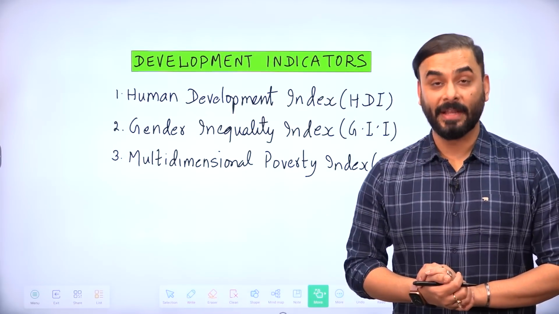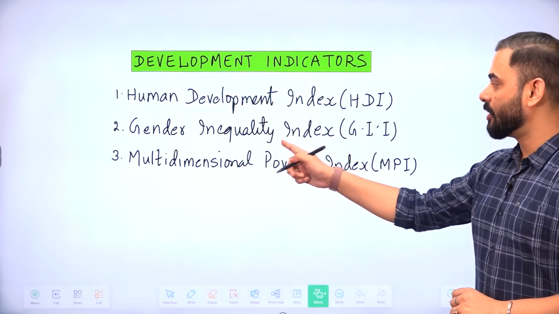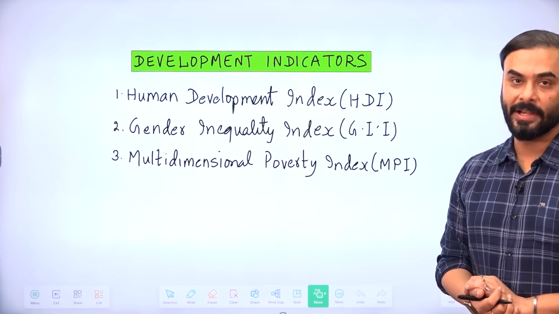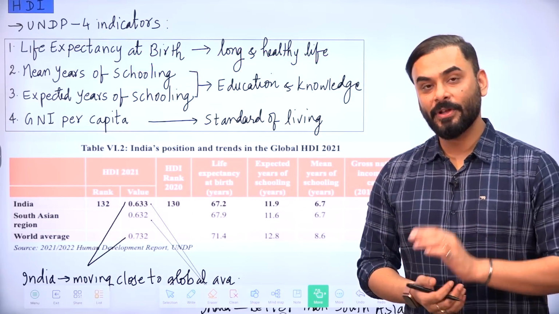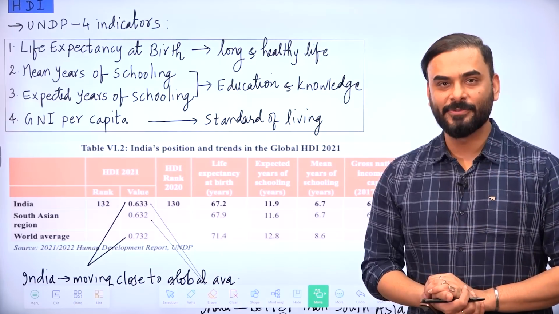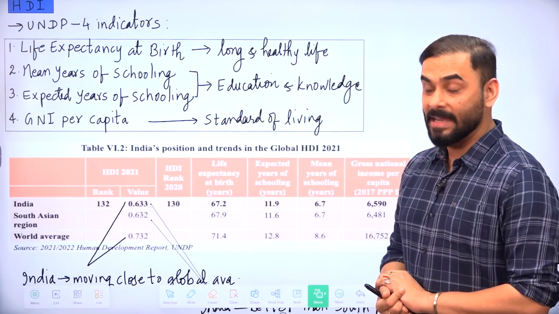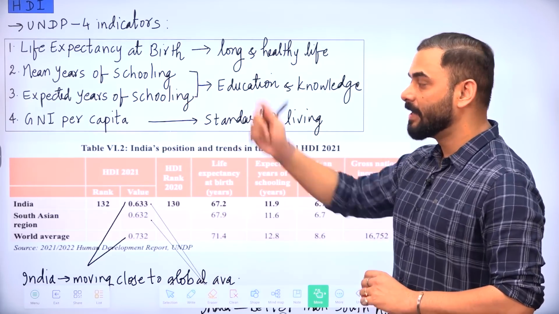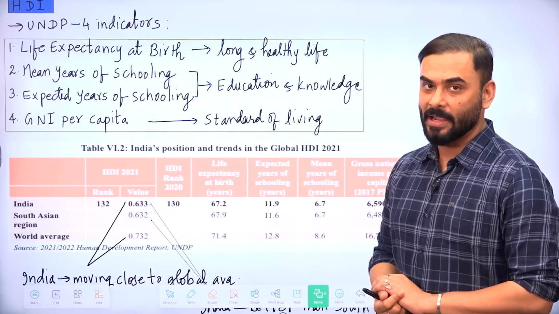We are going to examine three development indicators. The first one is called Human Development Index, the second is called Gender Inequality Index, and the third one is called Multidimensional Poverty Index. To find out the socio-economic development of a country, we look at an index called Human Development Index. Human Development Index is formulated using four indicators. The first is called life expectancy at birth. The second is mean years of schooling. The third one is expected years of schooling. And the fourth one is gross national income per capita.